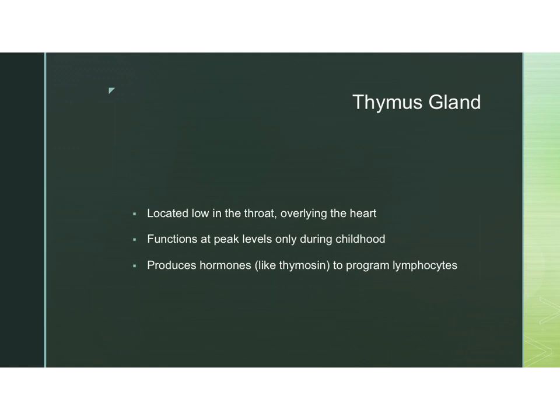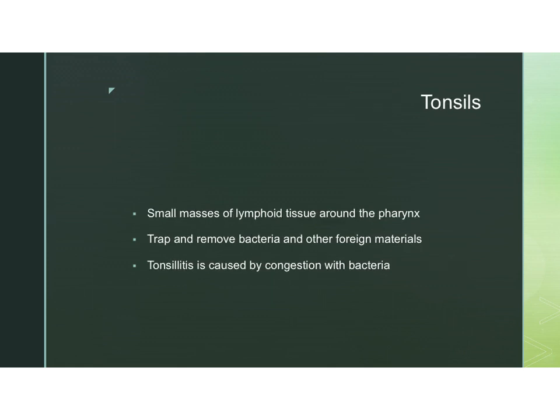The thymus gland is located low in the throat, and it overlays the heart. It's kind of on top of those structures. Its functions peak during childhood, but its job is to produce hormones like thymosin and to help to program lymphocytes. So it helps to make immune cells more functional. The tonsils are small masses of lymphoid tissue, and they're around the pharynx. So their job is to trap and remove bacteria and other foreign materials, typically that enter through the nose and the mouth.